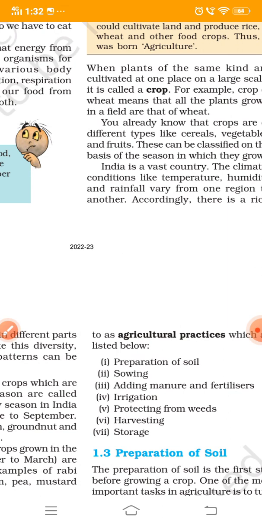Have you ever wondered why? Because the southern region lies near the coastal region, and over there abundant rainfall is there. Paddy, that means rice, needs a lot of water to grow. It needs so much water, and in that region so much rain is there, so much water is also there. So that's why rice is mostly grown there, not in the northern part of India.